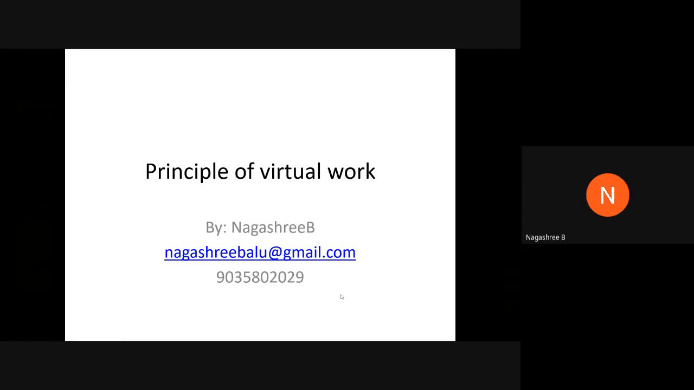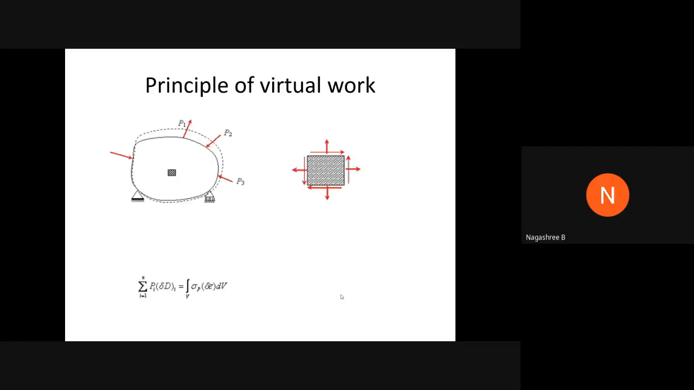We had discussed the conjugate beam method. Today we'll discuss how to analyze the slope and deflection using the principle of virtual work. So the principle of virtual work is that, here you can just observe over here.